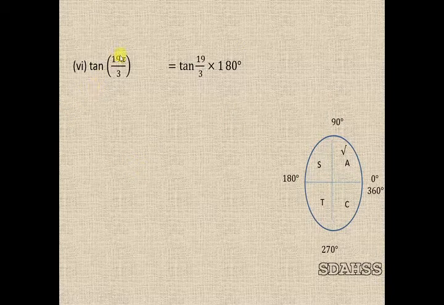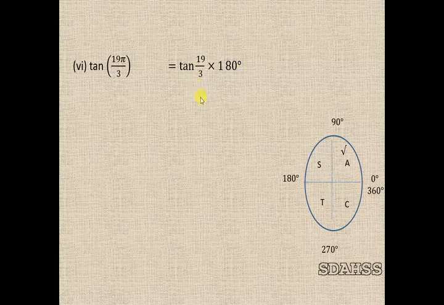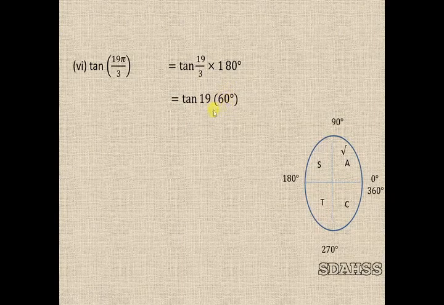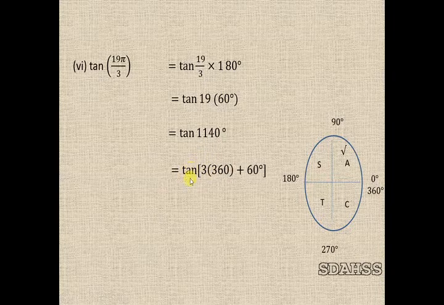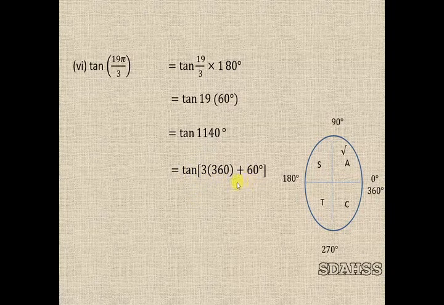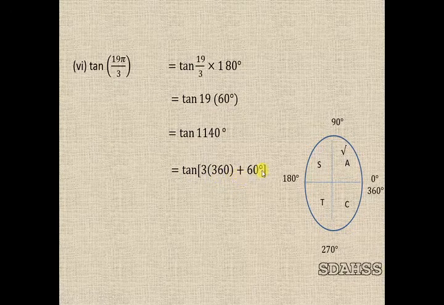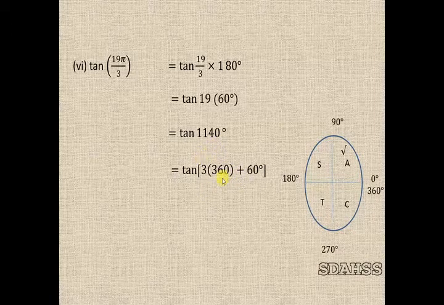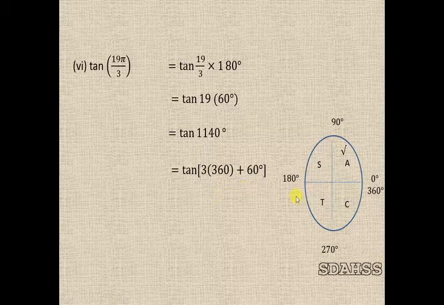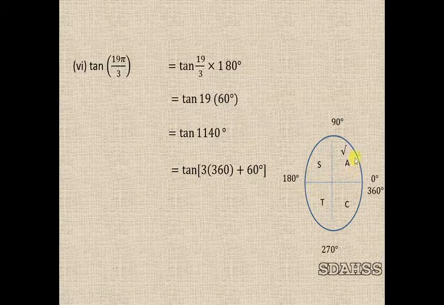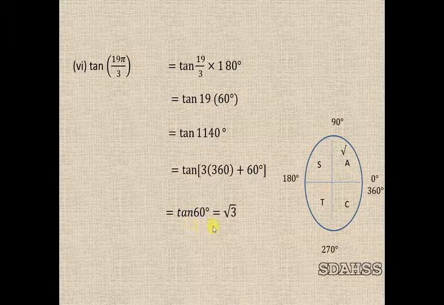Subdivision 6, tan 19 pi by 3. Pi means 180. So tan 19 by 3 into 180. On simplification, you will get tan 19 into 60 degree, 1140. 1140 can be written as 3 into 360 plus 60. 3 into 360, 1080. 1080 plus 60, 1140 degree. We consider this as 360 plus theta. Tan 360 plus theta is tan theta. 360 plus theta means it lies in the first quadrant. In the first quadrant all are positive. So this must be positive. Tan 60 degree. Tan 60 degree equal to root 3.